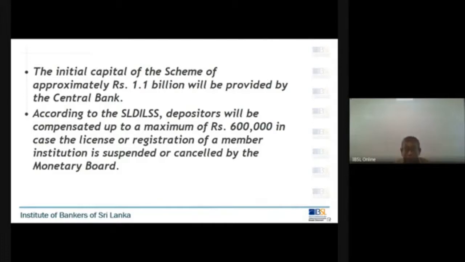Now, what to do with this money? How did this money come to this level? How did they accumulate such a big fund? That is the issue. How do they generate such a fund? Based on the deposits maintained by the financial institutions, banks and finance companies, from their deposit base, they need to pay a certain percentage as premium. That is why, like an insurance company, you need to pay a premium, and the collection of those premiums has built such a big fund.